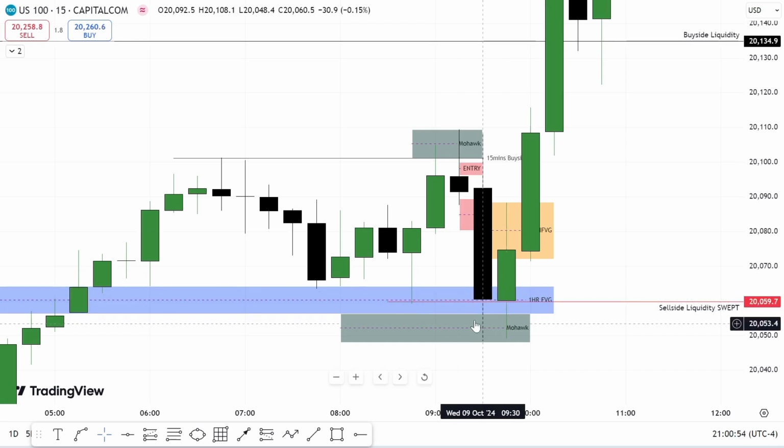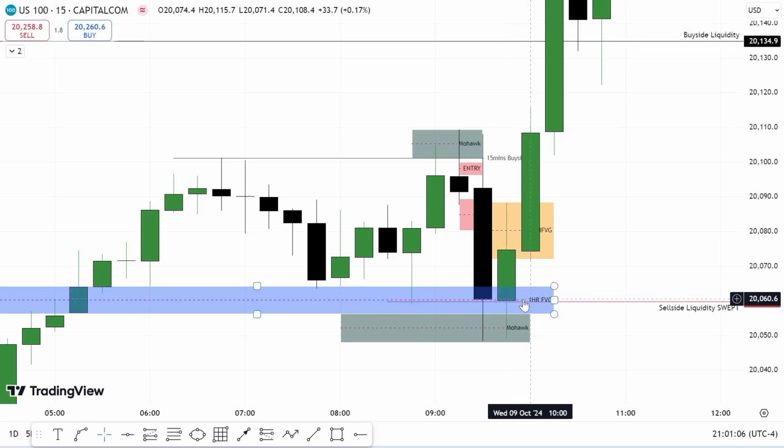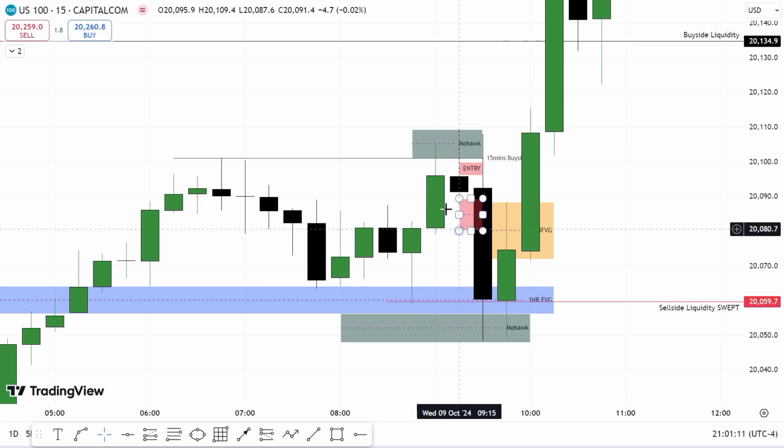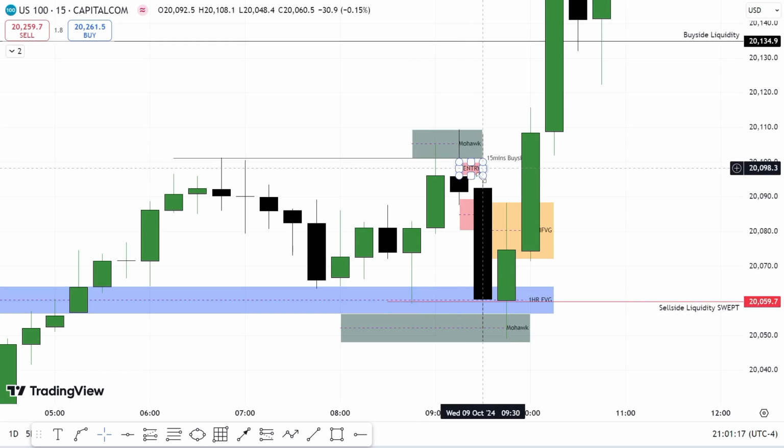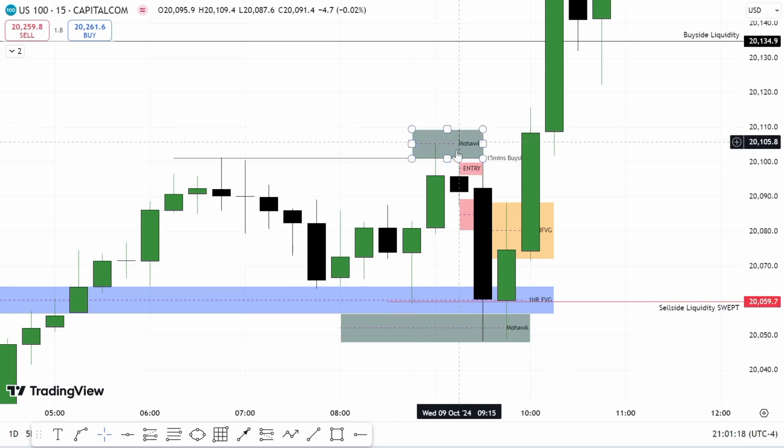The wicks can trade below, causing the damage, but the body tells you the story. You see how this body stays above and inside this fair value gap, above the sell side liquidity and inside the bullish fair value gap from the higher time frame. So let's just look at the price behavior and how my entry was, just like at this point here in the 1 minute time frame.